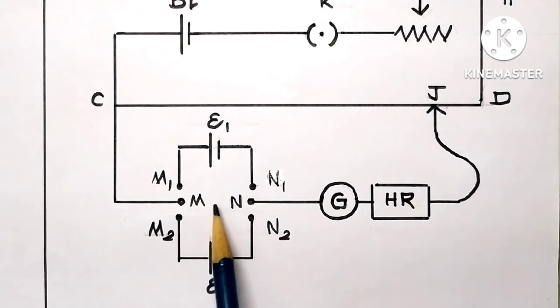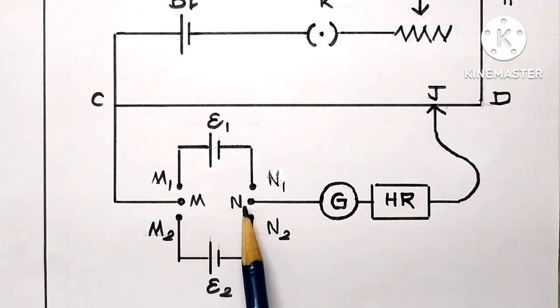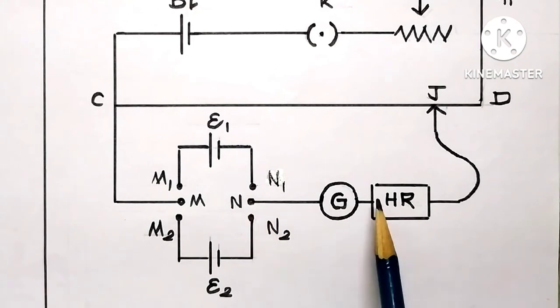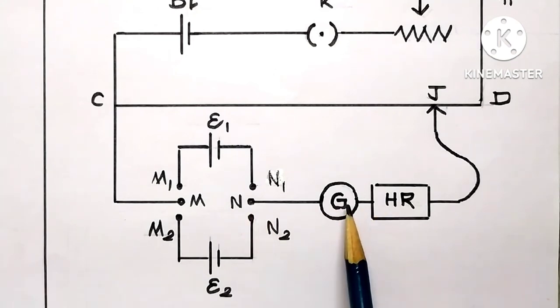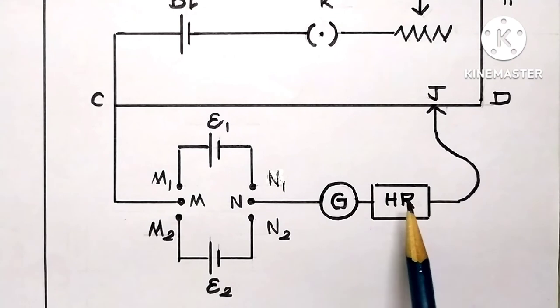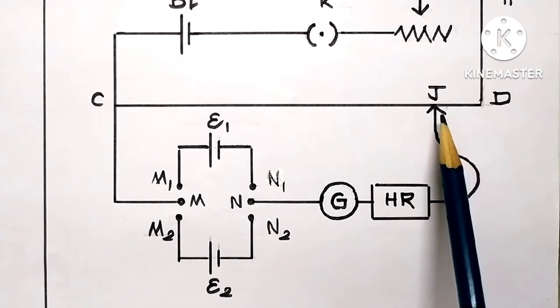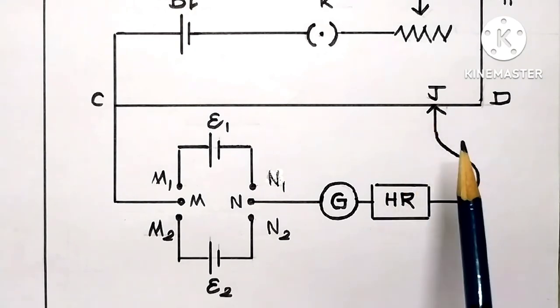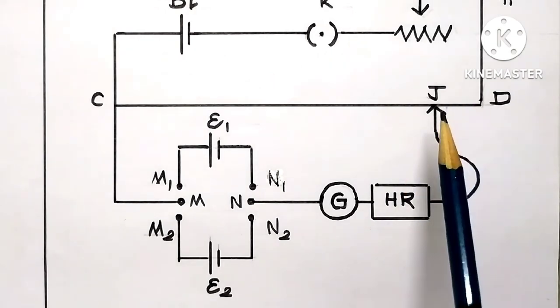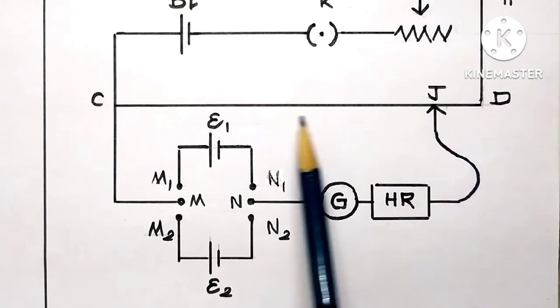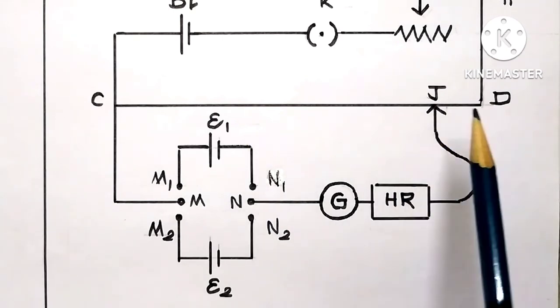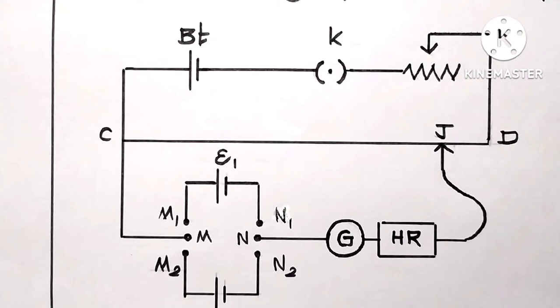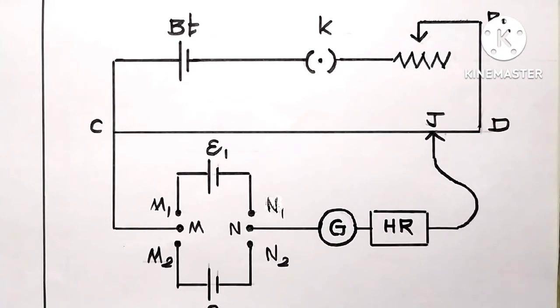And from the terminal N, a wire goes and a galvanometer is attached. Next to that, a high resistance is attached. From there, the connection goes and ends with a jockey. So by means of this jockey only, we are going to find the balancing lengths. So these 2 circuits comprise the potentiometer, and it is labeled like this.